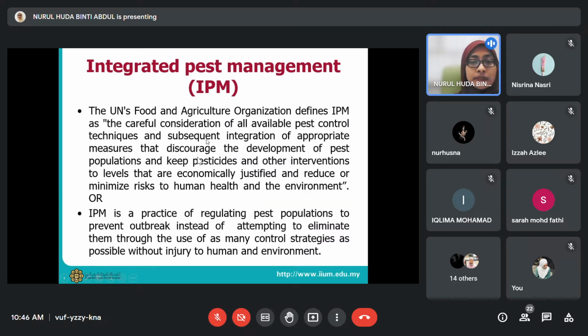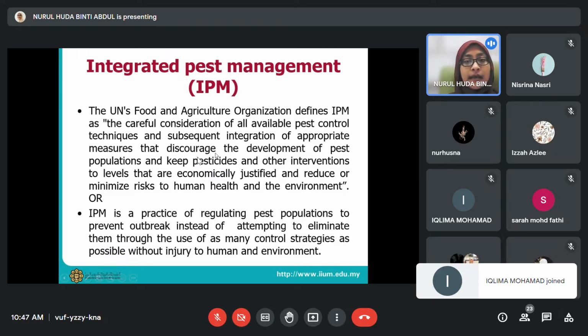And then based on the FAO, okay, it's defined IPM as a careful consideration. Maksudnya you have to be careful when you want to consider how to manage the pest. Of all available pest control technique, like I said, mana yang available, mana yang terbaik, and subsequent integration of appropriate measure that discourage the development of pest population and keep pesticide and other intervention to level that are economically justified and reduce or minimize risk to human health and environment.